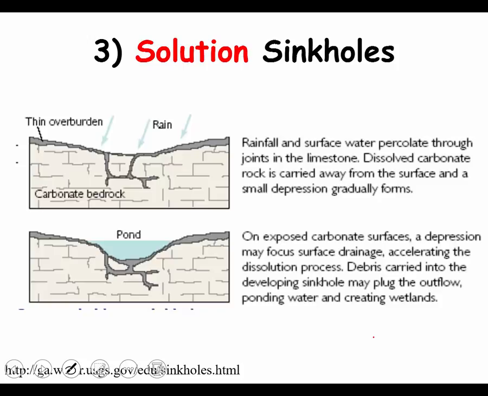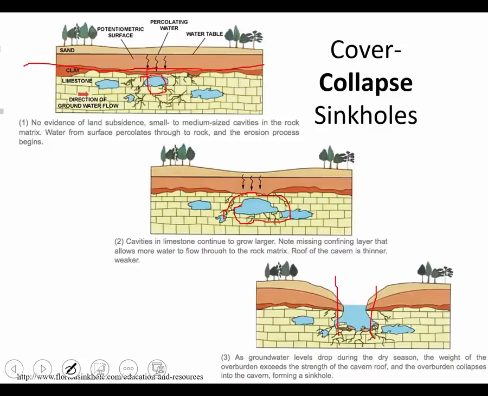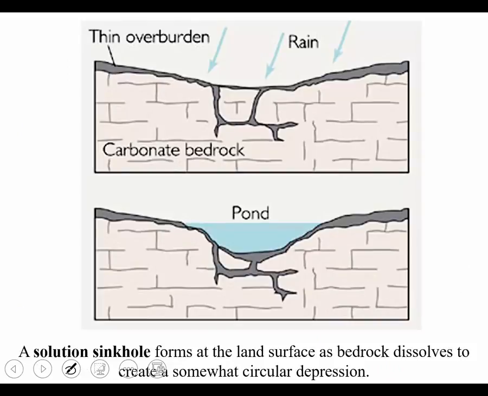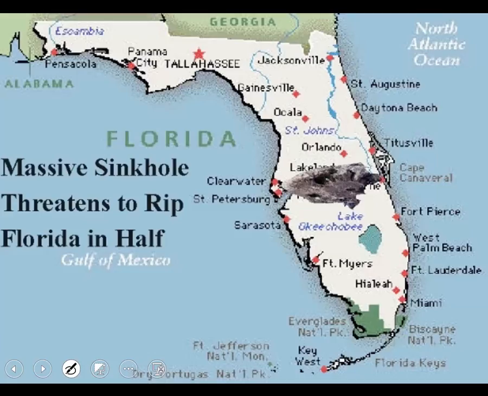The third is a solution sinkhole, and basically it means there's no cover, but we're just, for some reason, focusing on dissolution in one place, and so you gradually have a lowland develop. And again, these are not particularly hazardous, but it'd be like the cover subsidence without the cover. So these are the three kinds of sinkholes. Oops, let's go this way. Okay. If you go to Florida, Florida is the home of the sinkholes.